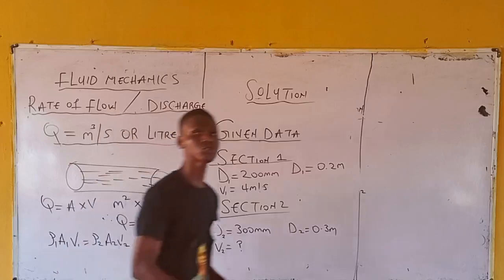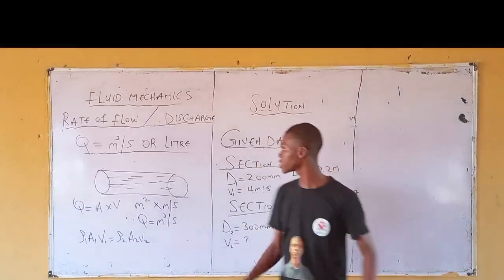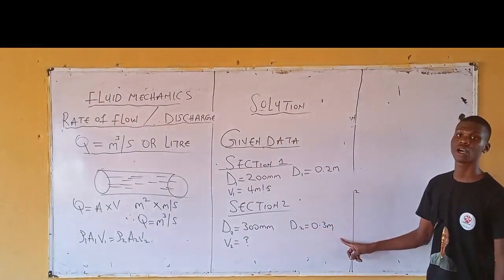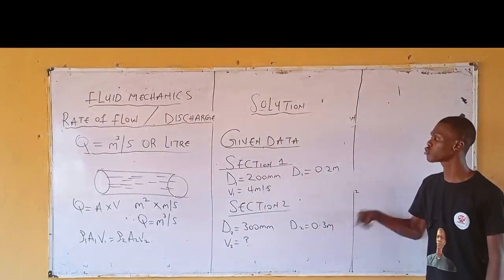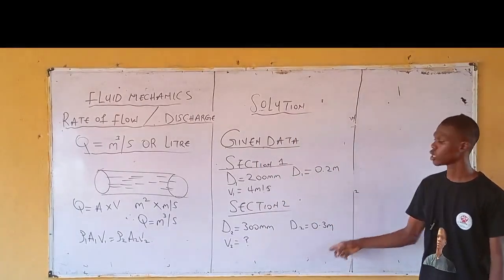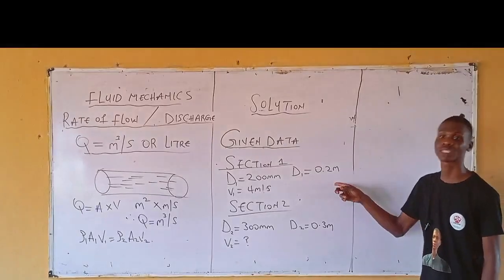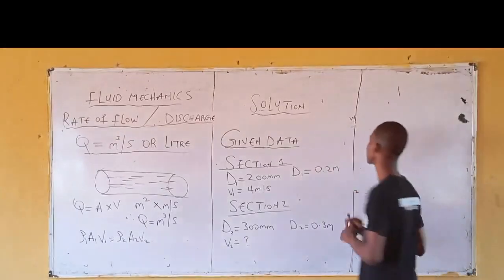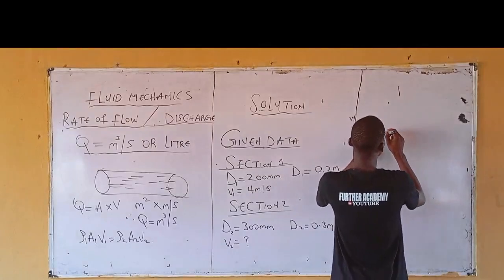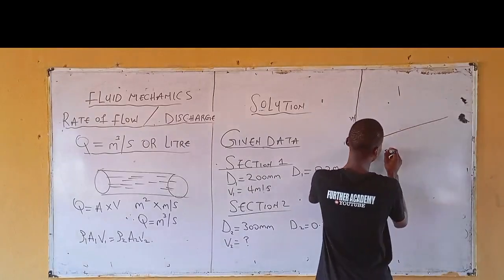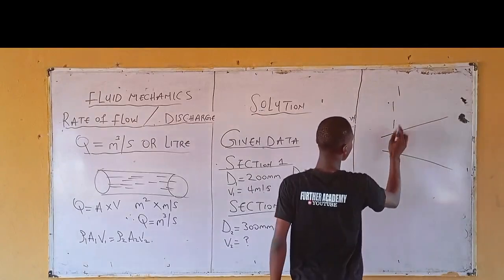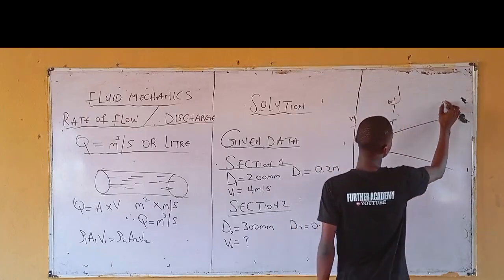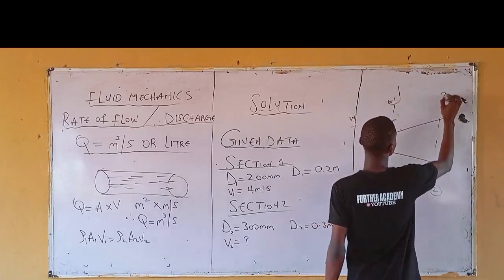The next thing to do is to draw your diagram. Before then, what is the diameter of section 1? 0.2. What is the diameter of section 2? 0.3. Meaning that if you are drawing your diagram based on this given question, your section 2 will be bigger than section 1. So this is also a trick, not only in this course. So get that. Drawing this diagram, you have your pipe in this manner. This is section 1. This is section 2.